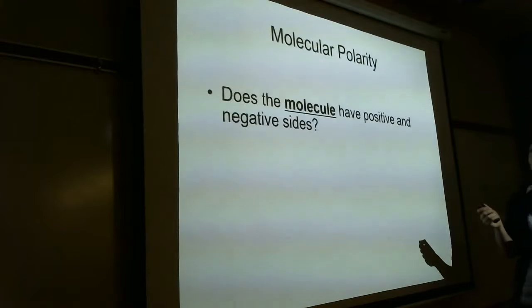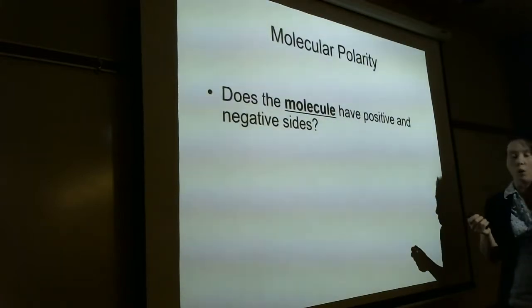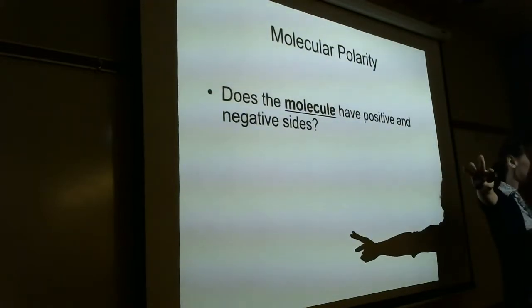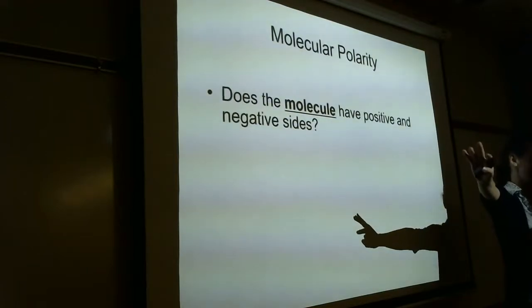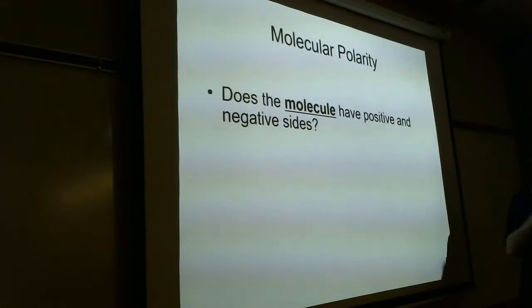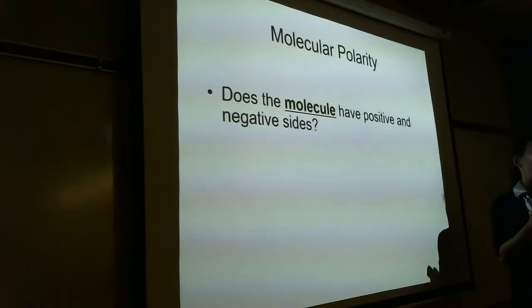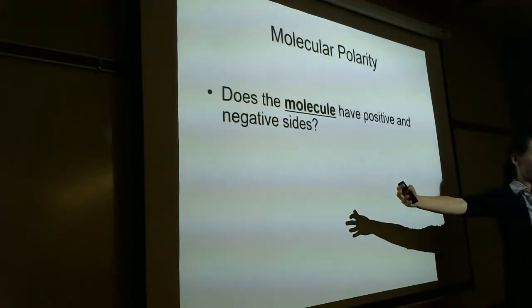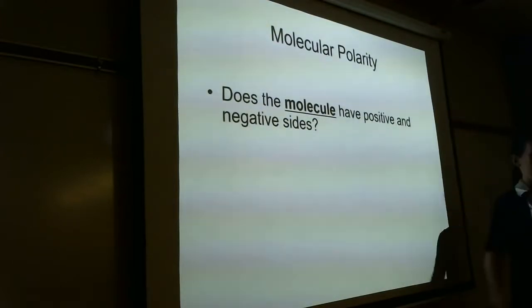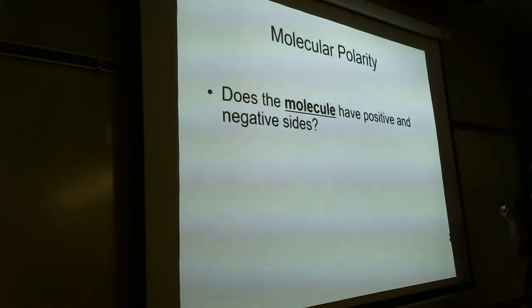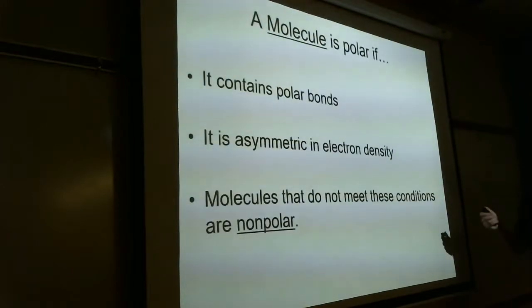Molecular polarity asks, does the molecule as a whole have a partial positive end and a partial negative end? Bond polarity looks at a single pair of atoms, which could be part of a bigger molecule. With molecular polarity, we're looking at whether the entire molecule is polar or non-polar. Does everyone see the difference between bond polarity and molecular polarity? All right, so here are the two requirements for a molecule to be polar.